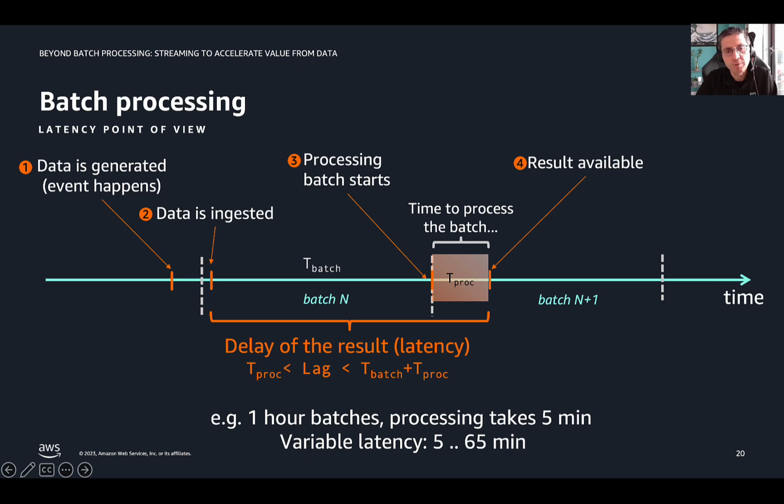It's interesting to observe that latency is variable in this case. It depends heavily on when the specific data point is ingested, at the beginning or closer to the end of the batch. So it varies between a minimum, that is the time it takes to process the entire data set in a batch, 5 minutes in this example, to the sum of the processing time plus the duration of the batch. So 65 minutes for an hourly batch.